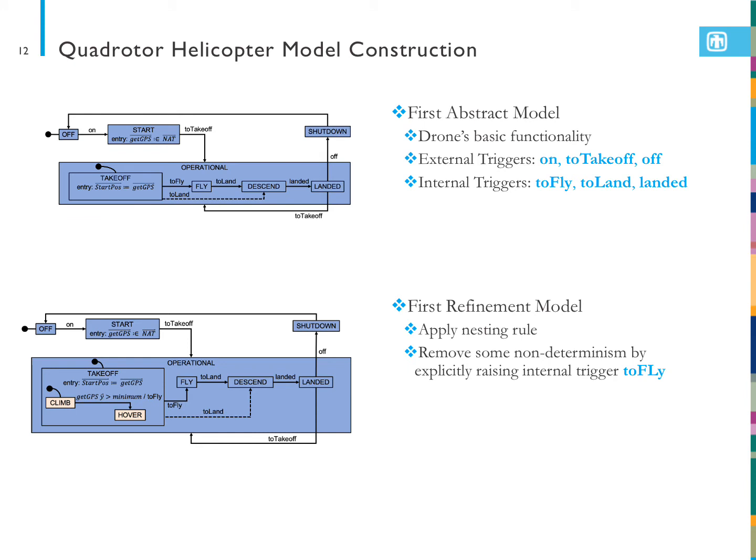There is a set of external triggers being on, takeoff, and off, and a set of internal triggers to fly, to land, and landed. At this point in the refinement, all these triggers are fired non-deterministically. This first refinement level we achieve by applying the nesting rule, and we provide additional details by refining the takeoff state. Here we remove some non-determinism from the model by explicitly adding a transition that raises the internal trigger to fly.